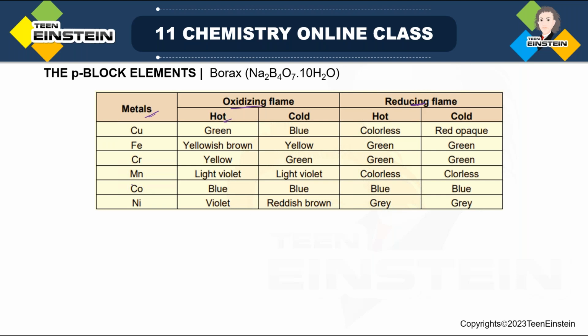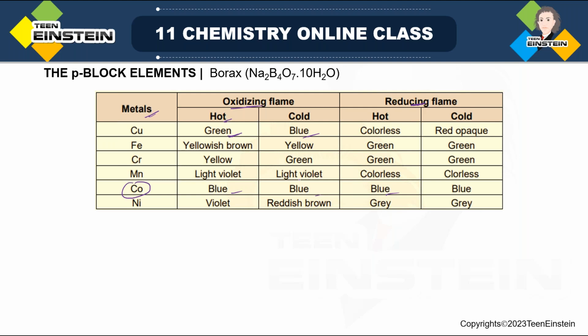So as you can see, when it is cobalt, as you have seen in the previous slide, it is basically blue. Whether it is reducing or oxidizing, whether it is hot or cold, it is always blue. Then suppose you are doing it for Cu2+, then you can see it is green in hot and blue in cold condition. So in this way, we can differentiate which metal ions are present.